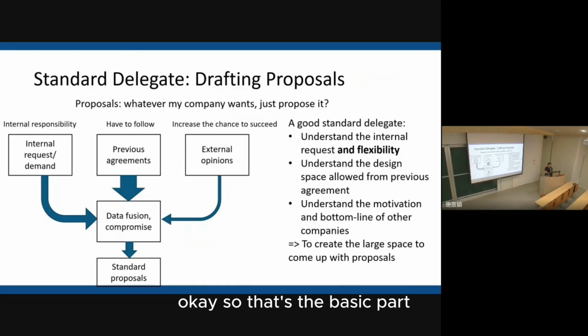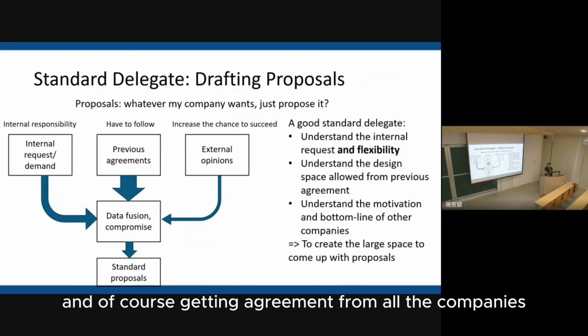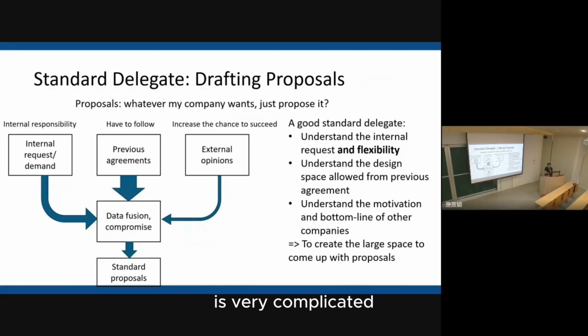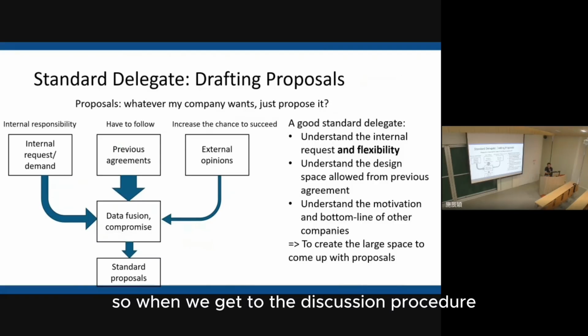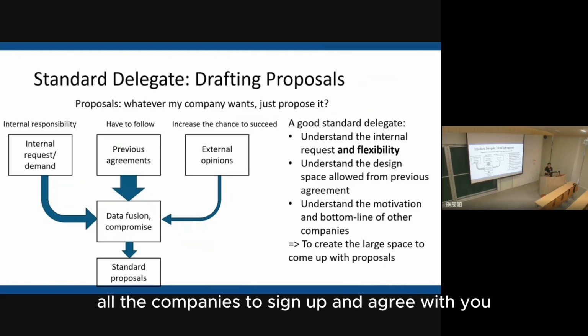Okay, so that's the basic part. However, again, 3GPP is a consensus-based discussion, and we use a consensus-driven approach. So we need to get agreement from all the companies, and of course, getting agreement from all the companies is very complicated. When we get to the discussion procedure, we're going to explain that you cannot get all the companies to sign up and agree with you.